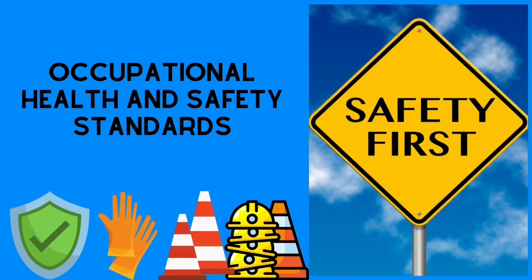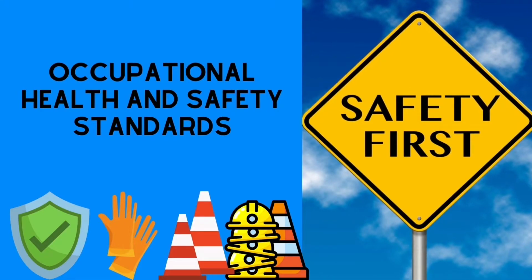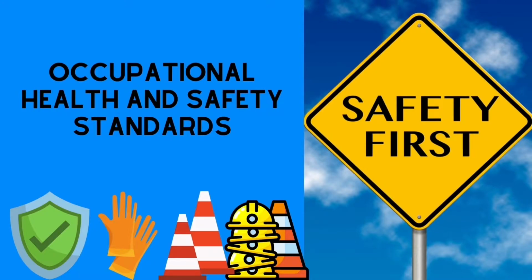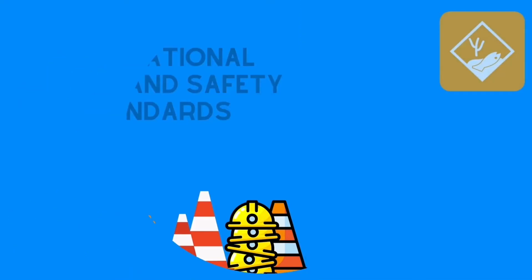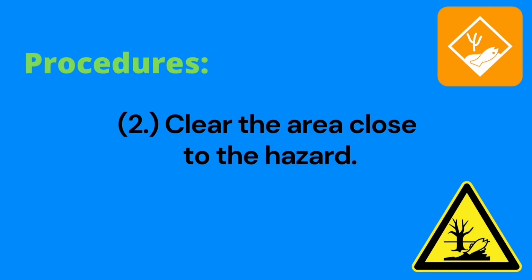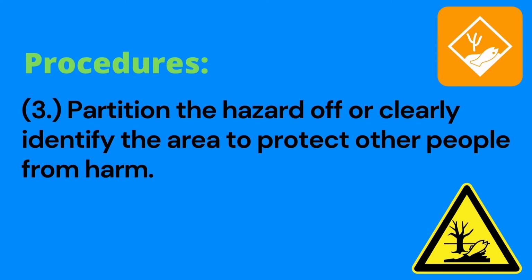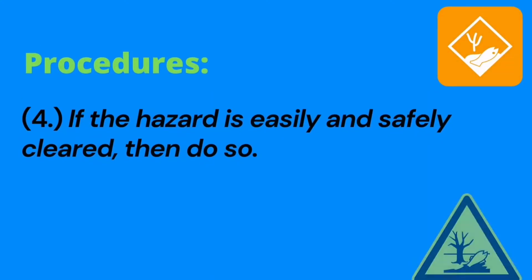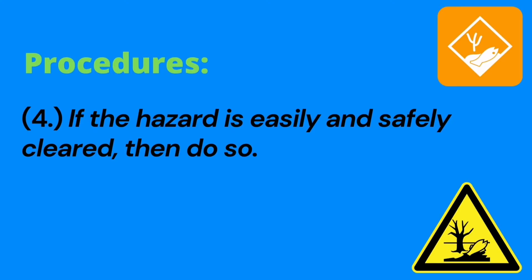Let's proceed to the OHS Standards procedure. We have 6 procedures. First, you need to identify the hazard. Second, clear the area close to the hazard. Third, partition the hazard off or clearly identify the area to protect other people from harm. Fourth, if the hazard is easily and safely cleared, then do so.